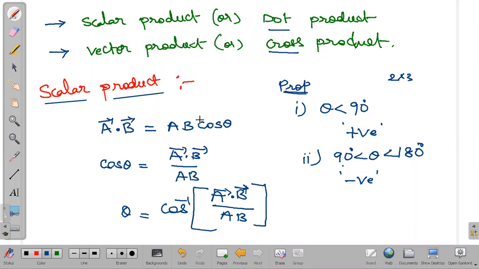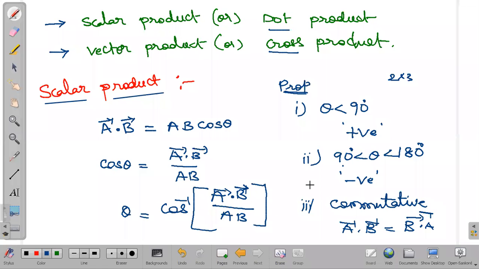And vectors, if they are multiplied under scalar product or dot product, they obey the commutative law. Commutative means what? A bar dot b bar will be equal to b bar dot a bar, right? Are you getting what I'm trying to say? A bar dot b bar will be equal to b bar dot a bar.